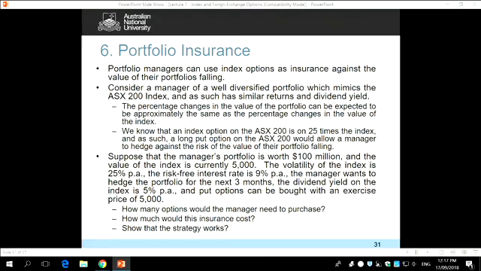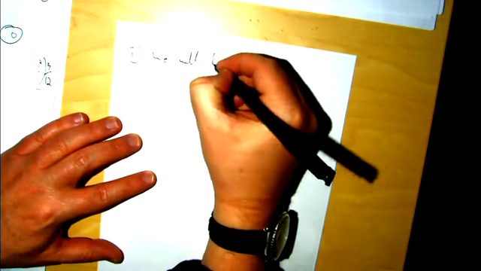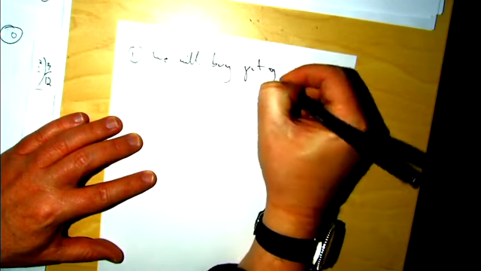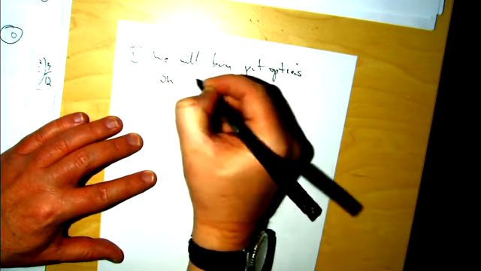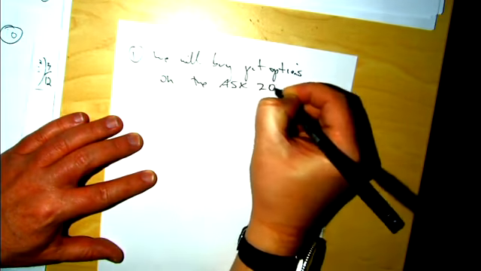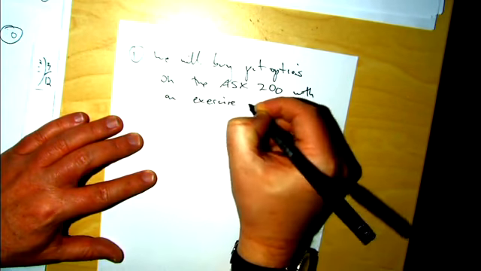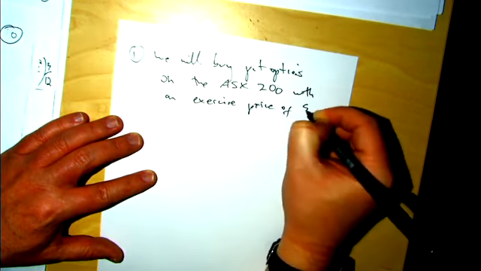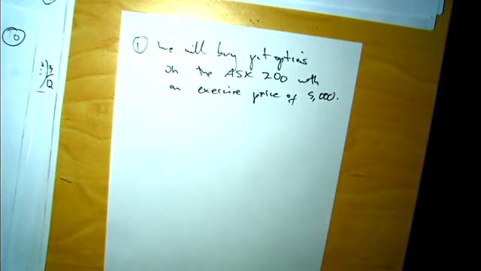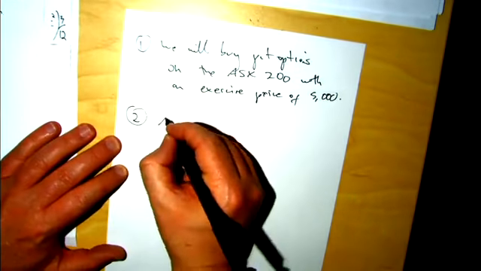What's the cost? So let's have a look. So first of all, how many do we need? Okay, so we will buy or take a long position in put options on the ASX 200 with an exercise price of 5,000. Okay, that's the what do you want to do. Okay, number 2 is the number of options I need.